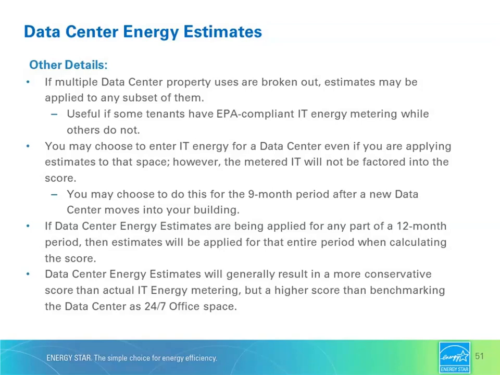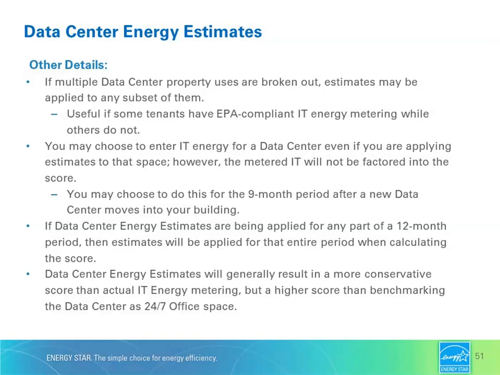This may be something you choose to do if a new data center moves into your building, as we previously discussed. So for the first 9 months after it moves in, you might apply estimates so that you can still get a score, but in the meantime, you're still recording your IT energy use. And then once you have the required 9 months of IT energy recorded, you would change your estimate selection from yes to no, use the correct mistakes option in your details tab to do that, and then Portfolio Manager will start using your actual metered IT energy in the score calculation.